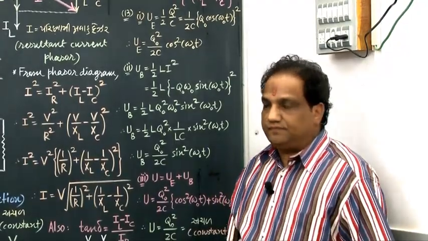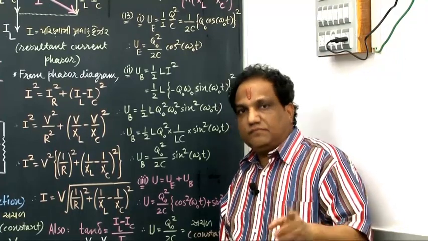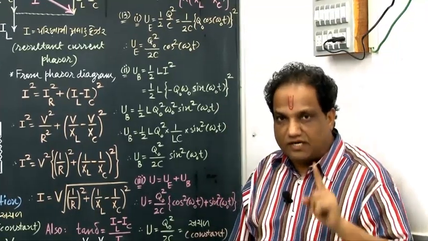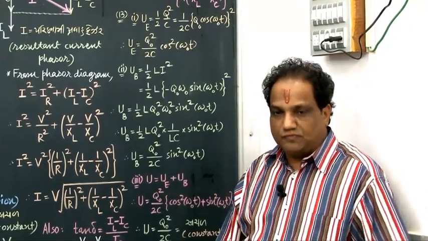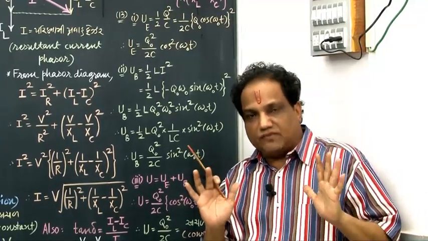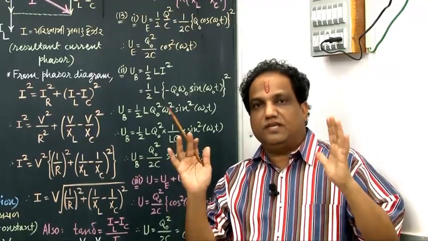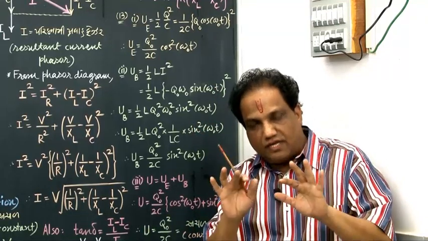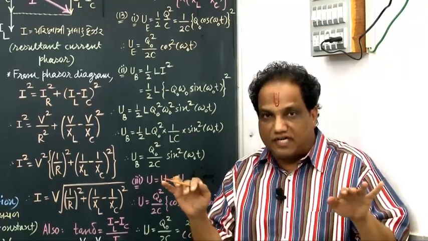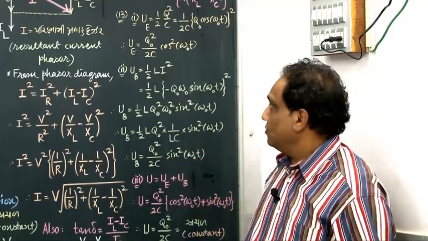Read it. We are asked to prove that the total energy in an LC circuit under ideal conditions remains constant. Let us prove. Ideal conditions means we assume that no energy is emitted outside the circuit. The energy remains in the circuit only, and how it remains constant with time is what we have to prove theoretically.